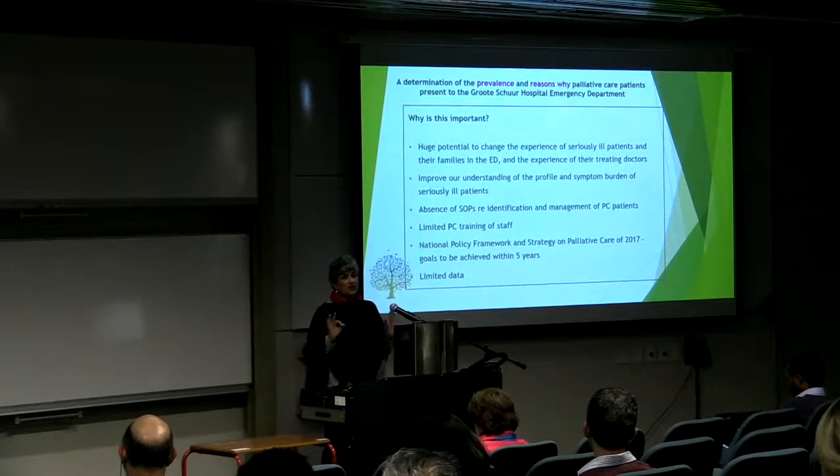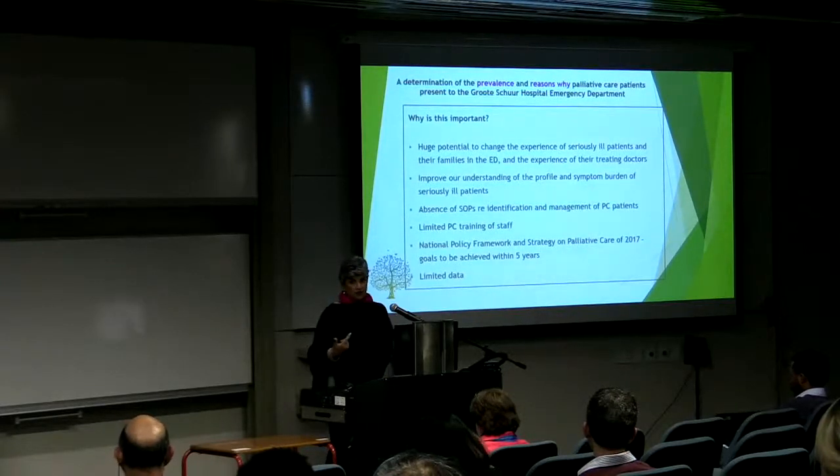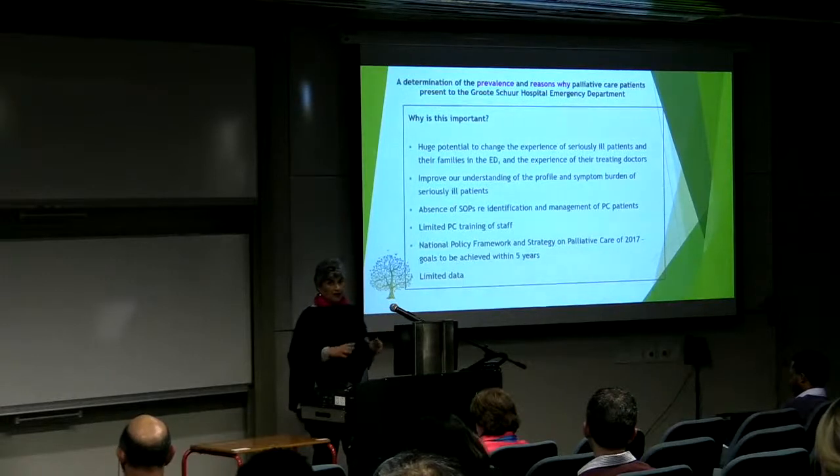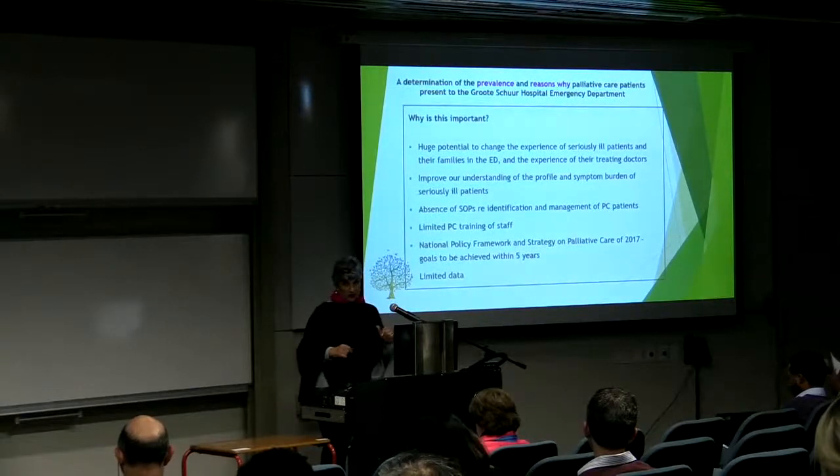Google palliative medicine Africa, and we're down to 44,000 articles on Google Scholar. So we know what's happening in other parts of the world, typically in first world parts of the world, but we don't know what is happening here. We don't have our own picture, and we don't know what our symptom burden is, and we don't know what our profile is in an emergency department.